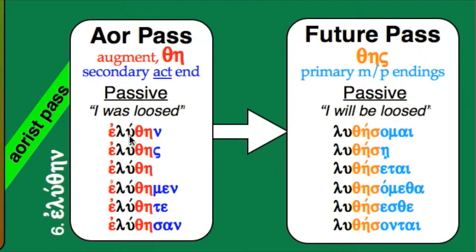So, eleuthein means I was loosed. Eleuthes means you were loosed. Eleuthe means he, she, or it was loosed. Eleuthemen means we were loosed. Eleutheta means y'all were loosed. And eleutheson means they were loosed.